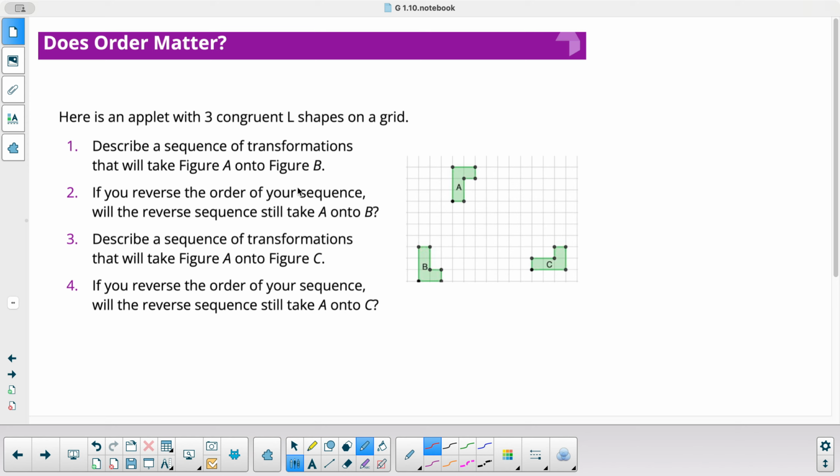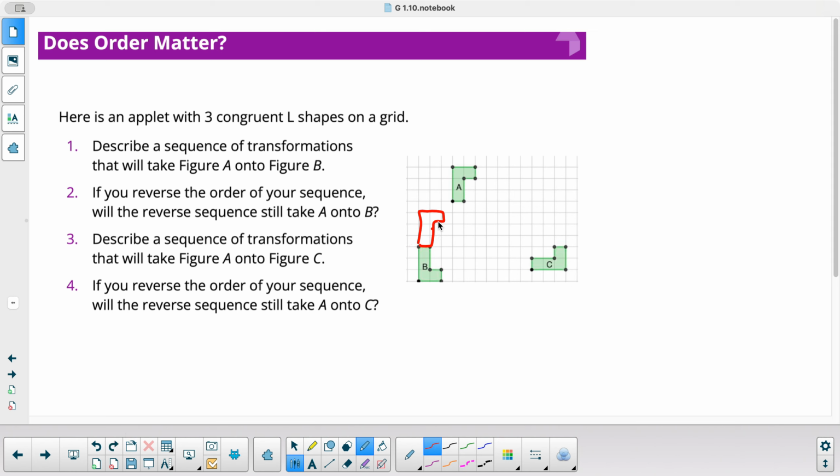So here's some L shapes. Describe a sequence of transformations that will take figure A onto B, okay? So there's multiple right answers here. To go A to B, we could translate left. How many is that? 1, 2, 3. Left 3, down 1, 2, 3, 4, and then reflect across this line right there, okay? Now, I'm not going to write this all down. We're just going to do it informally.